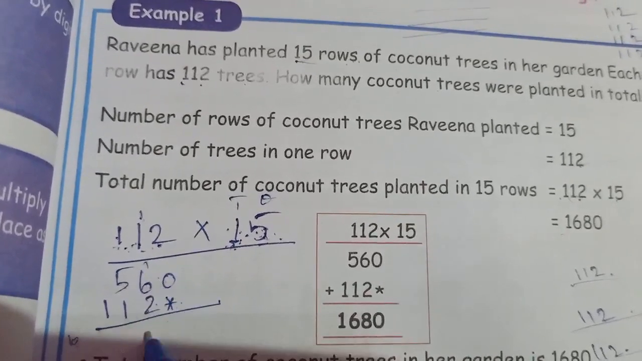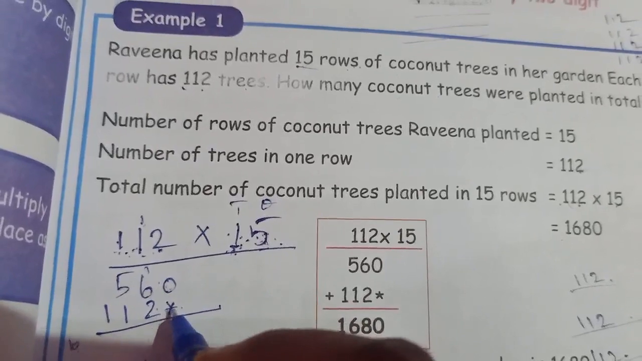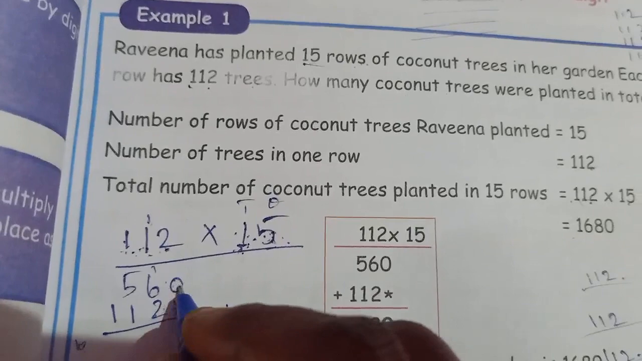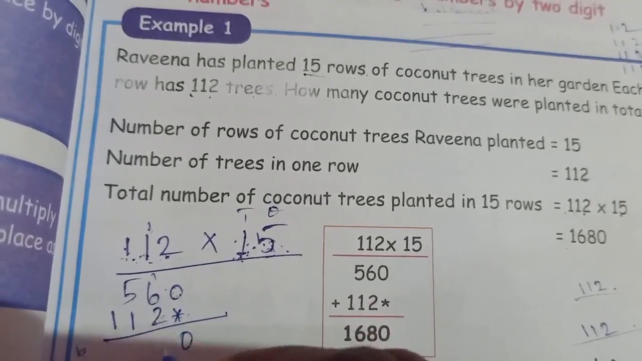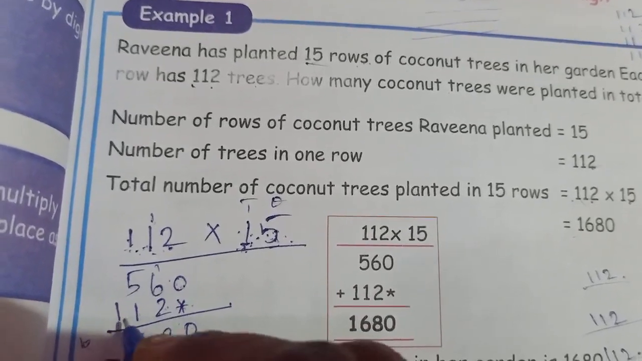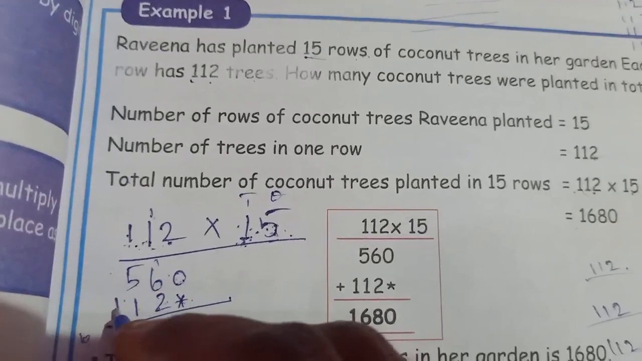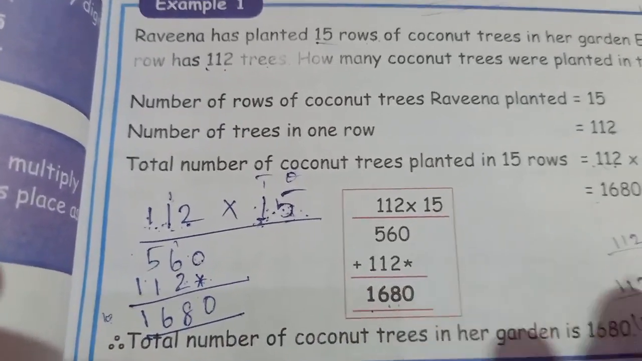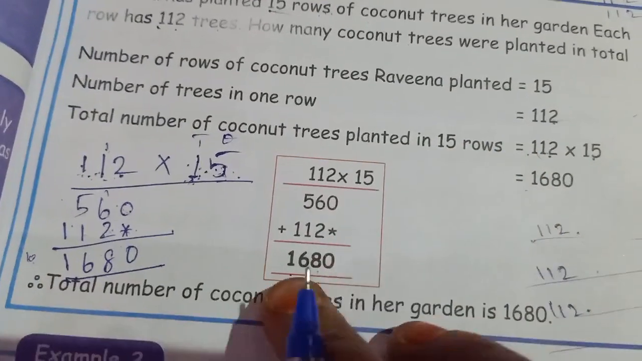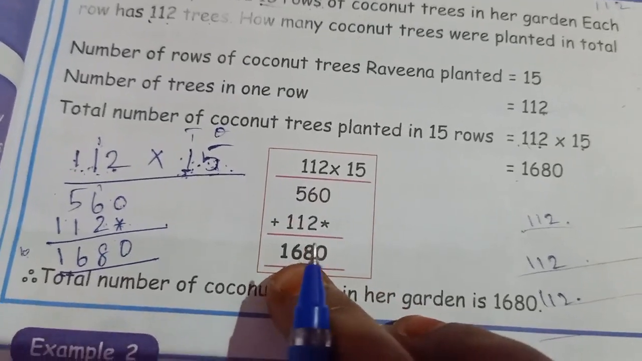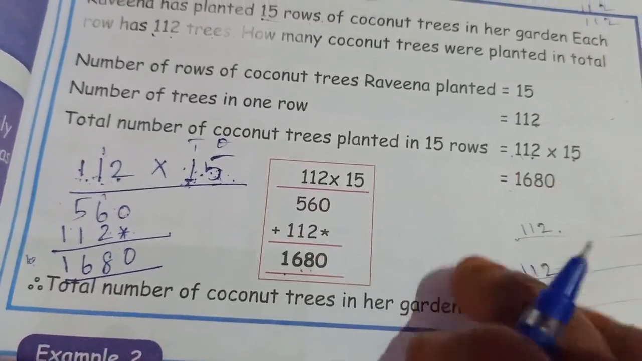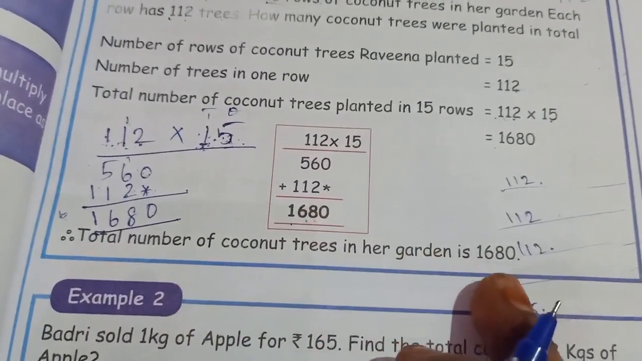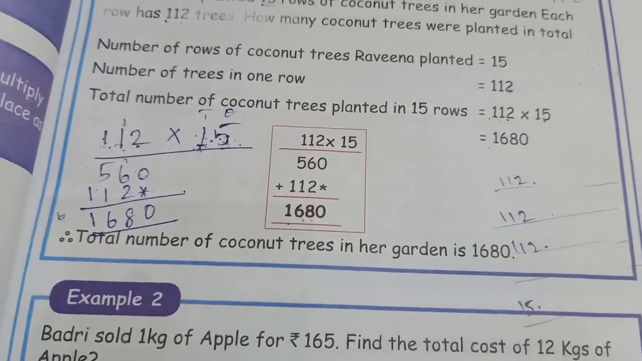That's all. Now you can add these two numbers. 0 plus this star, you consider as 0. Okay, இந்த ஸ்டாரை நம்ம என்னன்னு வச்சுக்கலாம்? 0ன்னு நினைச்சிக்கலாம். So 0 plus 0 is 0. 6 plus 2 is 8. 5 plus 1 is 6. And this 1, இங்கே எந்த டிஜிட்டும் இல்லை, அதனால இந்த 1 அப்படியே போடும். So what is our answer? 1680. Okay, so in 15 rows for how many coconut trees are available? 1680 coconut trees available in total. So the total number of coconut trees in her garden is 1680.